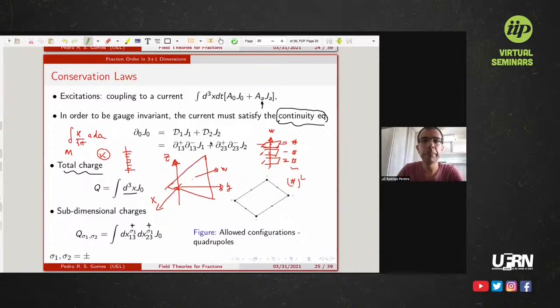Rodrigo? Okay. Hi, Pedro. Thank you for the nice talk. I was wondering, is it possible to use the effective field theory to study phase transitions out of this fracton phase? I imagine if you start adding perturbations and cranking up coupling constants, eventually you close some gap or something.